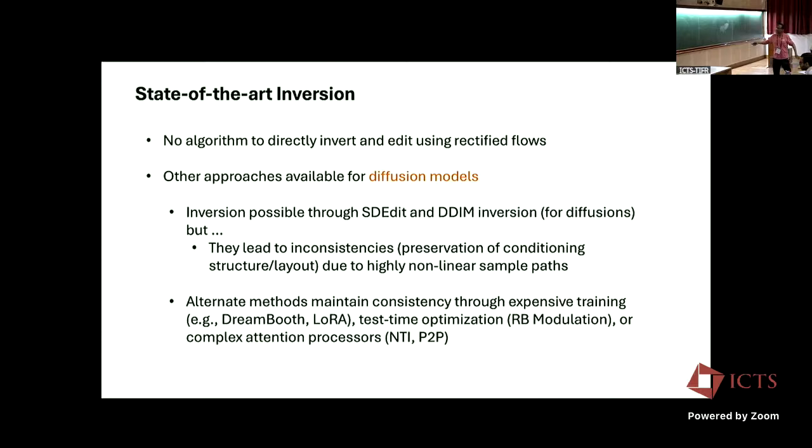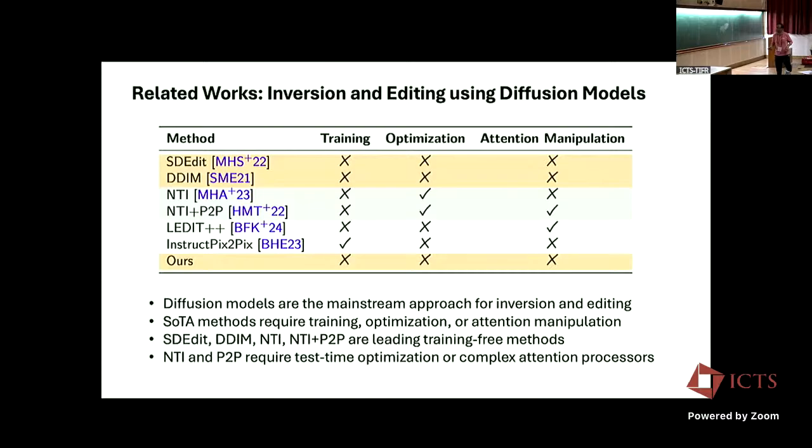When we developed this, there was no algorithm to directly invert and edit. Inversion is possible in SDE models or diffusions, but they lead to inconsistencies due to nonlinear sample paths, and stochastic models also have some issues. I'll talk about that maybe in another 15 minutes from now. Okay. Alternate methods to maintain consistency. I talked about things like RB modulation, which are much more expensive because they actually require gradients. So if you can do this without gradients, it's worthwhile.